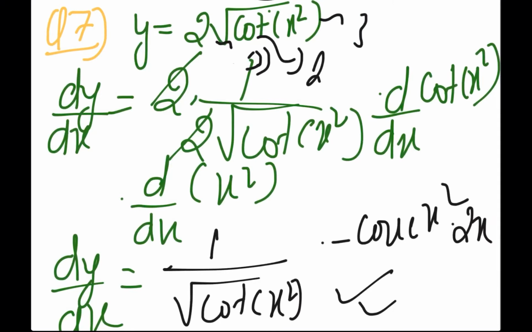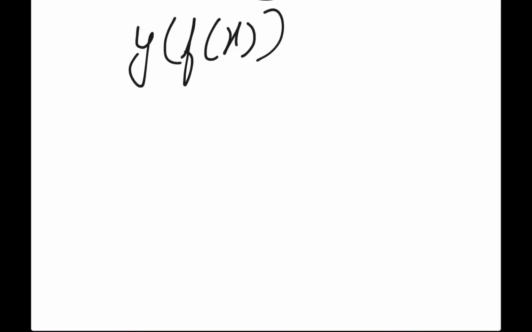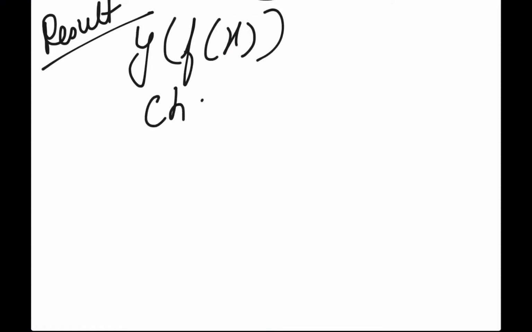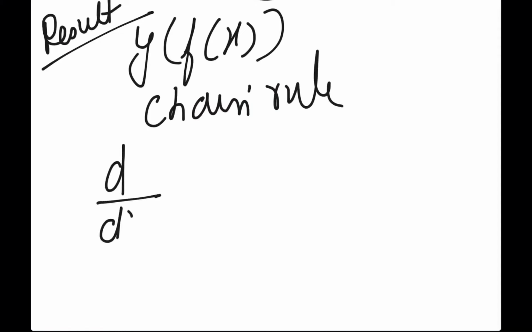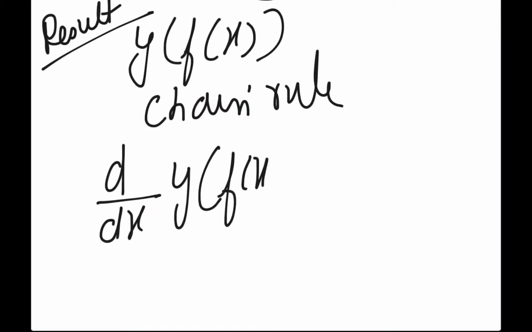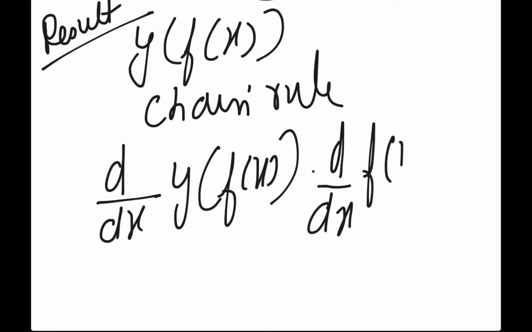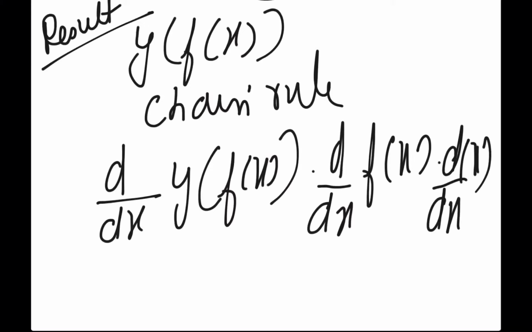So as a conclusion, I can write that if we have been given a function like this, y of f of x, suppose this is a function I have been given, and I have to differentiate it using the chain rule. So by the chain rule, I can write it as derivative of y into f of x, into derivative of f of x, into derivative of x. This is your final conclusion of the chain rule.